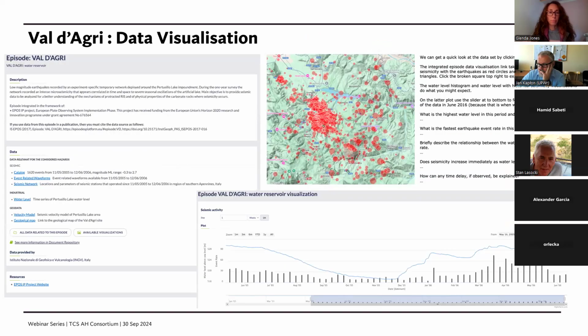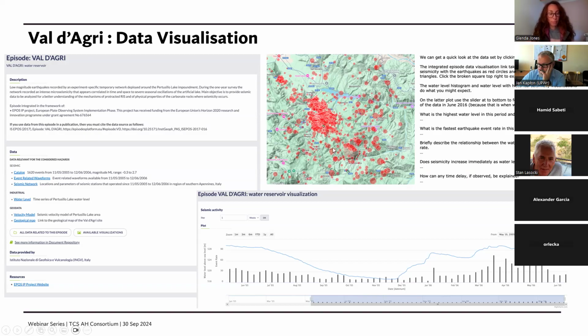So we start off with the simple data visualization. We introduce them to the particular episode on the Val d'Agri water reservoir. We've got a description of what's going on. We've got the links to the various data sets, and below that in the lower left, we've got a link down to available visualizations, and we've got some of the visualizations here.